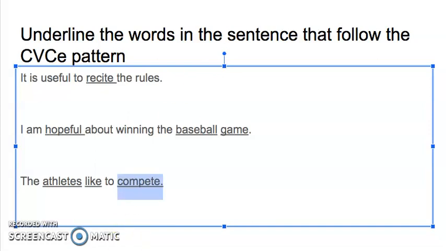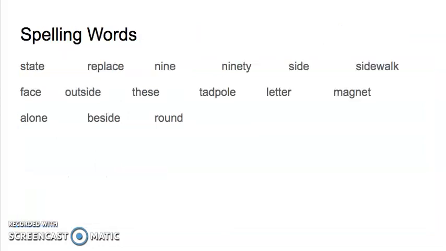Okay, our next slide is all of your spelling words for this week. Again, this is the last week of spelling. So sad, we're getting to the end of the school year. But our spelling words are state, replace, nine, ninety, side, sidewalk, face, outside, these, tadpole, and then repeats or words that you should remember how to spell are letter, magnet, alone, beside, and round. And this is all of your words for our last unit of spelling.